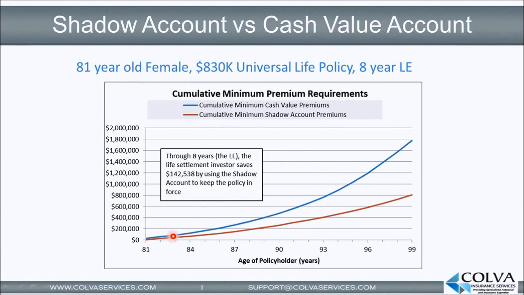So we can see here the blue line is the cumulative minimum premiums to keep the cash value account, and we can note that it's significantly higher than that of the red line, which is the cumulative minimum shadow account premiums to keep the policy in force. In fact, if this insured lives to the LE of 8 years, the life settlement investor would have spent more than $142,000 in premiums if he was paying according to the cash value premium schedule as opposed to the shadow account minimum premium schedule. As you might imagine, this has a large effect on valuation, as we'll see in the next slide.